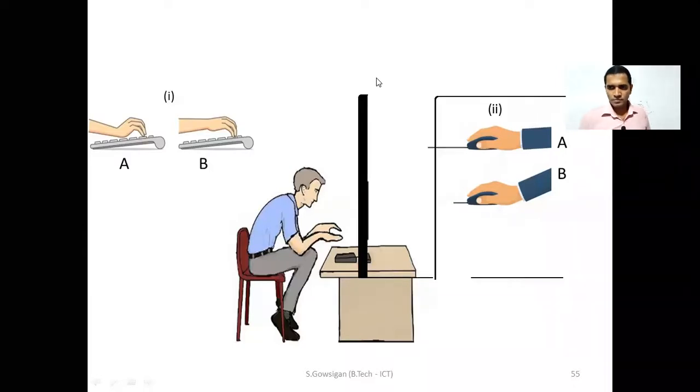Angushana. B, sir. B. So tell me, what is wrong with A? What is wrong with A? The palm is touching the line, sir. Any other problem? Okay, I ask another one.